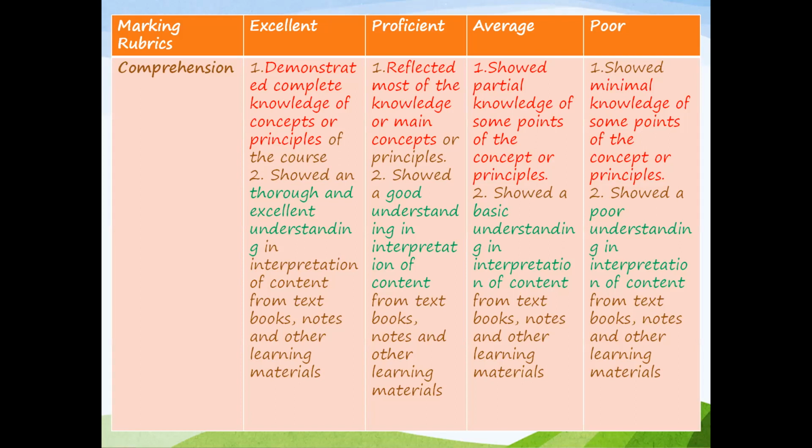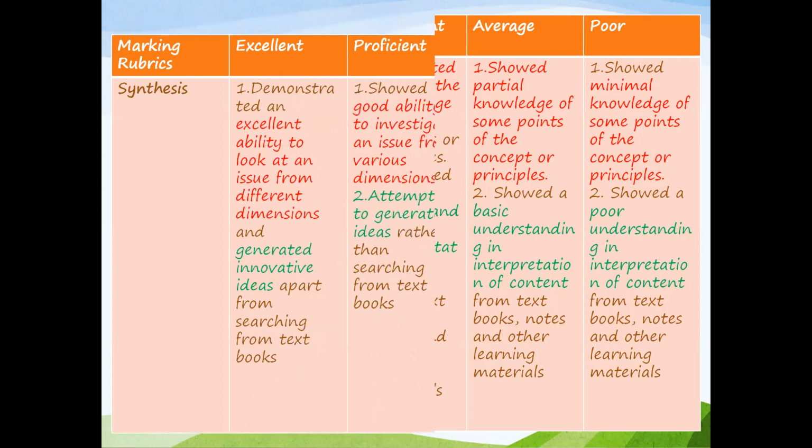Along with that, in the case of excellent, it showed a thorough and excellent understanding in interpretation of the content. For proficient, it showed a good understanding in interpretation of the content. For average, it showed a basic understanding in the interpretation of the content. And for poor, it showed a poor understanding in the interpretation of the content. Likewise, we can define whether the performance falls in the excellent, proficient, average or poor category.